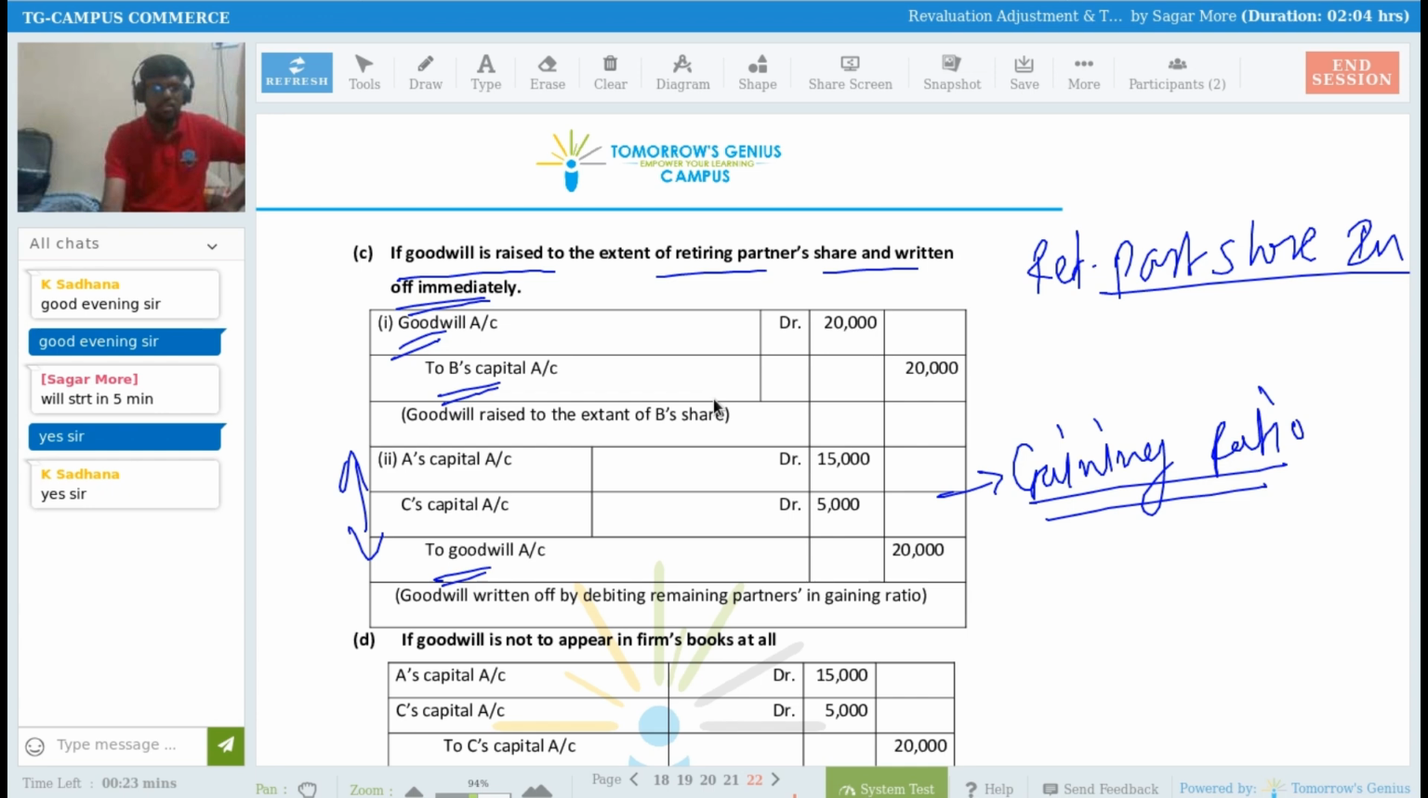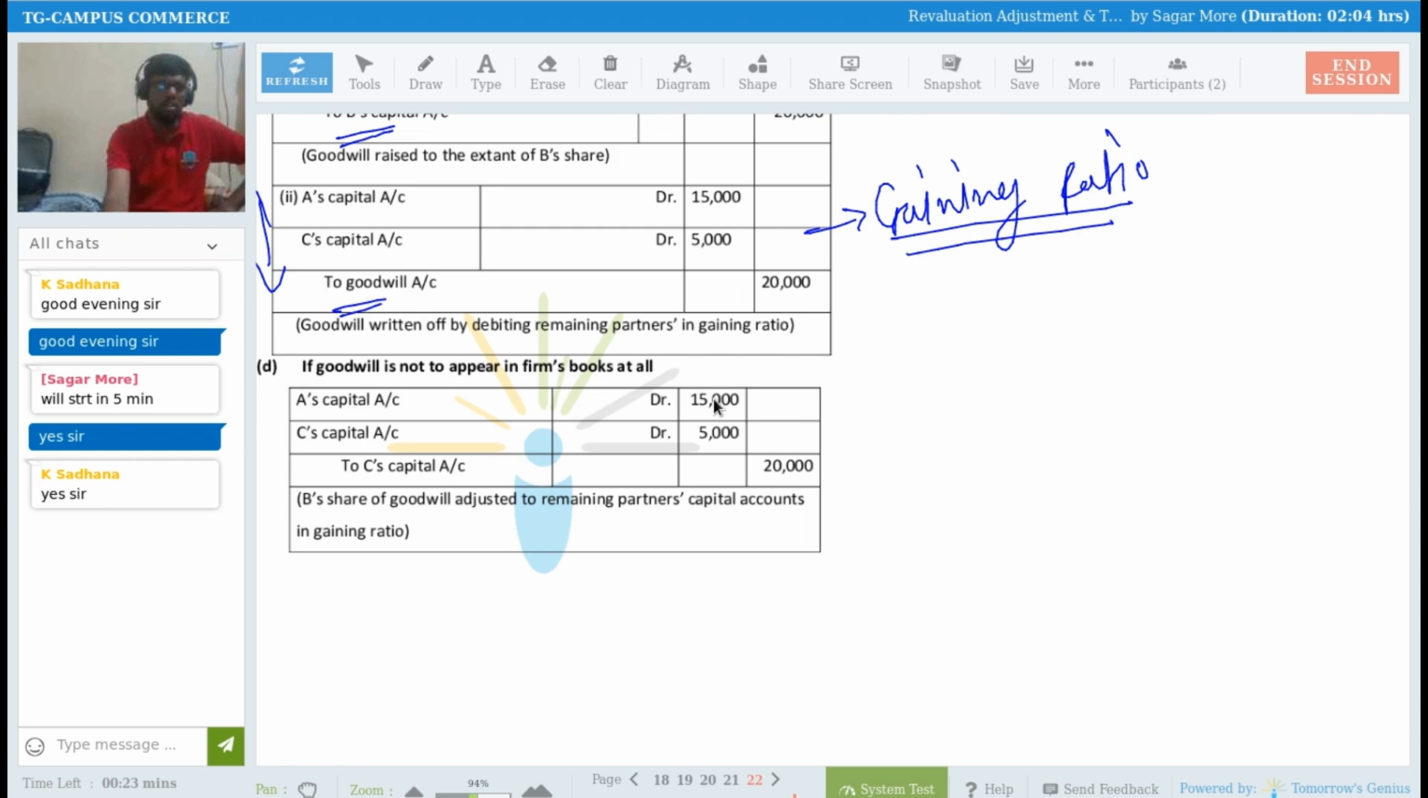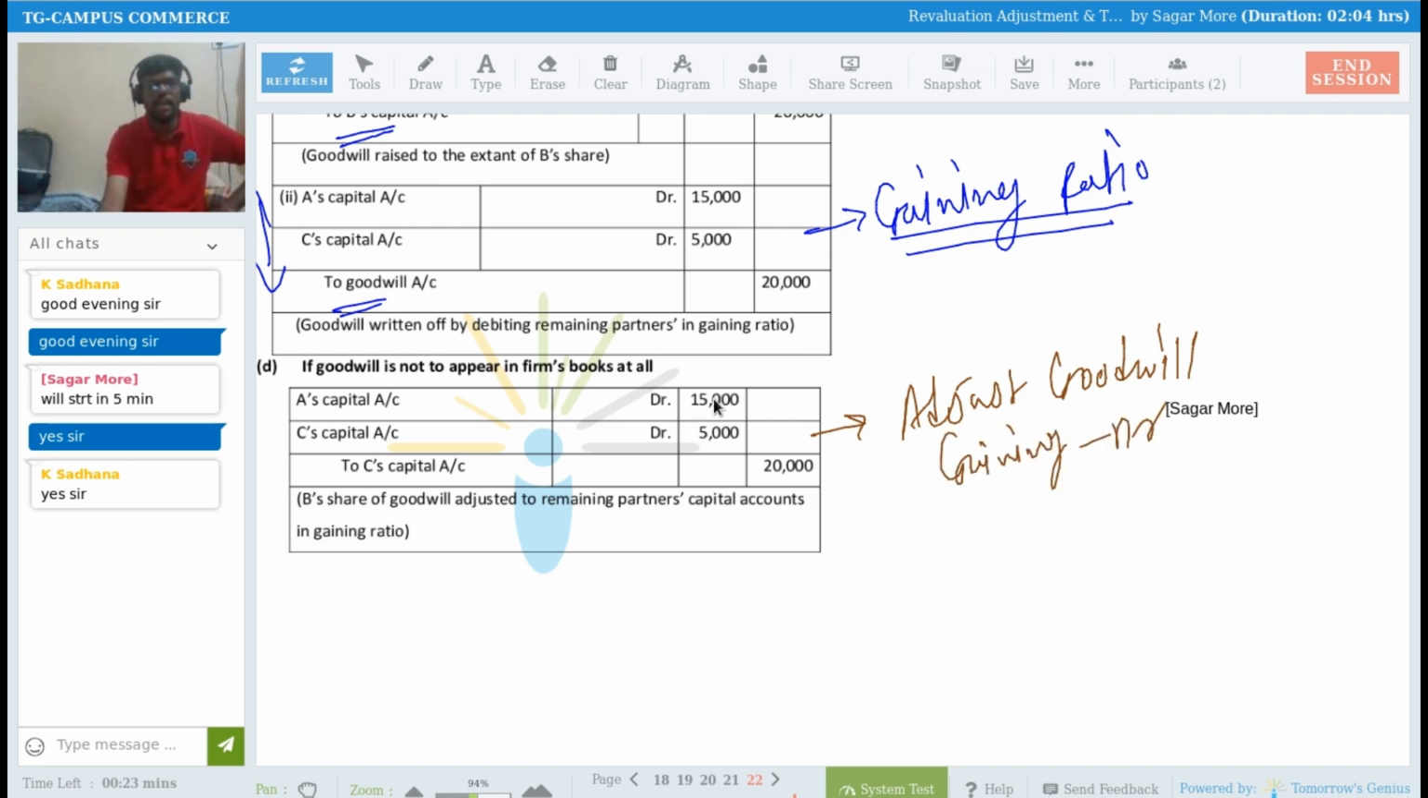Then, if goodwill is not appearing in the books at all, what do you have to do? You have to adjust goodwill as per your gaining and sacrifice, simply through partners' capital accounts. Gaining partners' capital accounts you debit, and sacrificing partners' capital accounts you credit, as per their gaining ratio and sacrifice ratio, right?